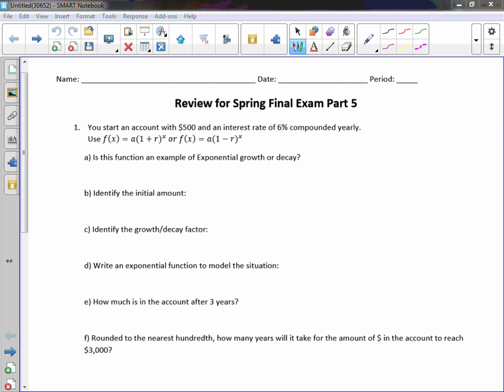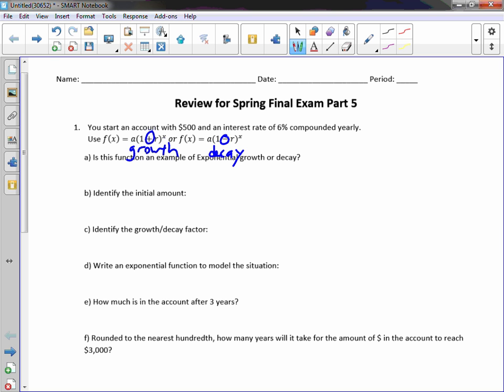And right here are your formulas for growth and decay. On the final, if you need to use those formulas, we will give them to you, but you do need to know which one's which. The one with the plus sign is growth. The one with the minus sign is decay.